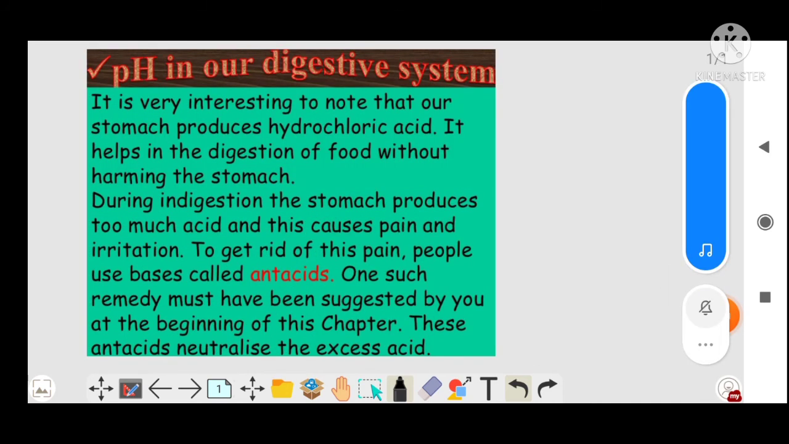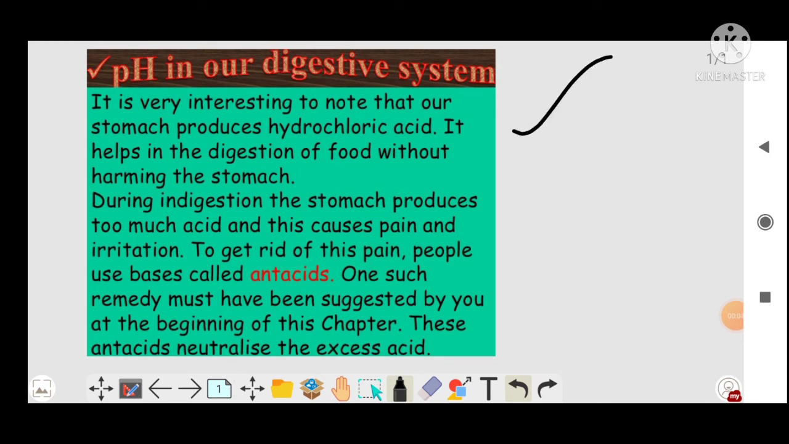What about the pH in our digestive system? Look, it is very interesting to note that our stomach produces hydrochloric acid, and that hydrochloric acid helps in digestion of food without harming the stomach. But during indigestion, what happens? The stomach produces too much acid, and this causes pain and irritation.